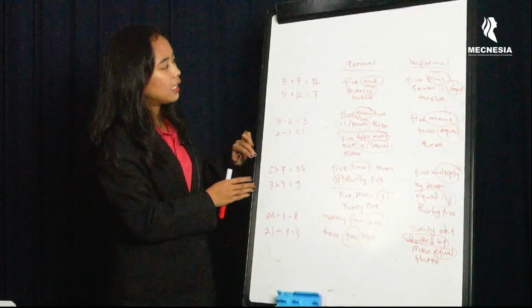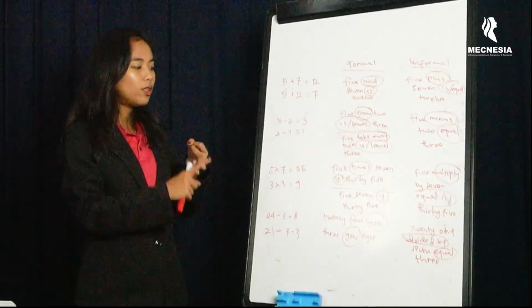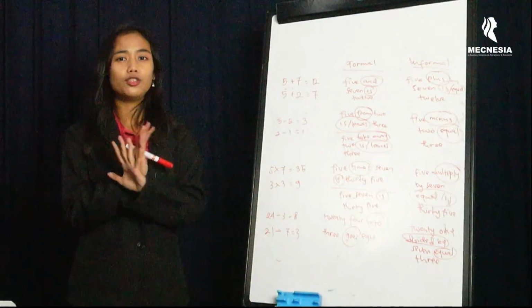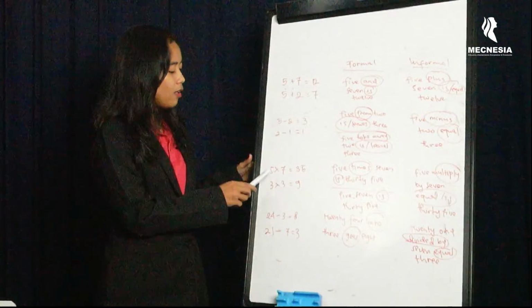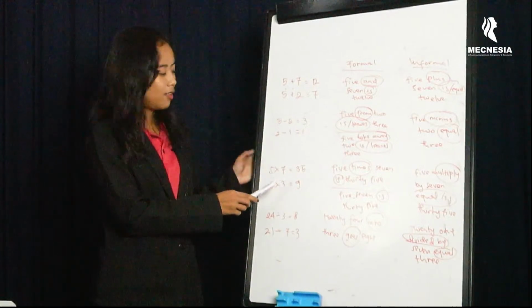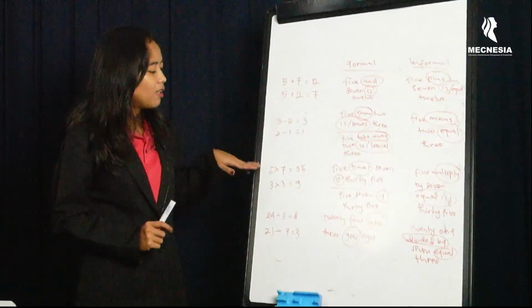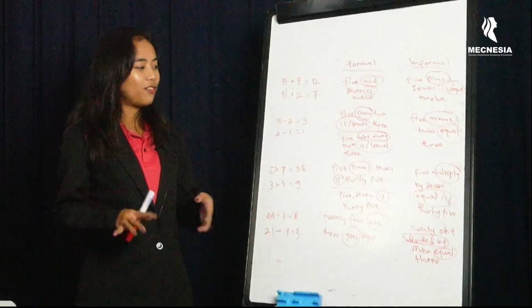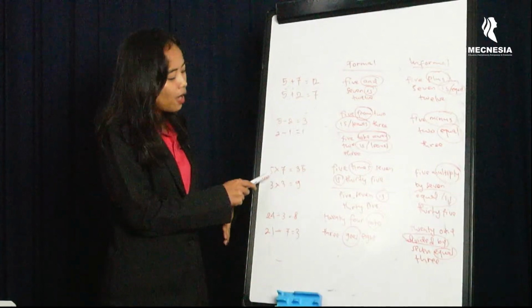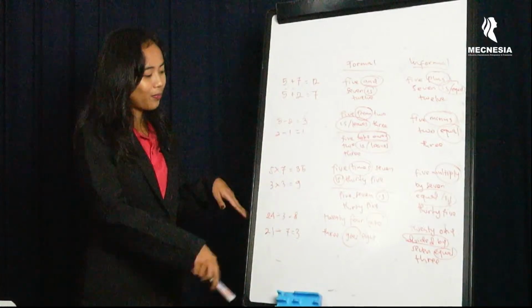Next, perkalian. We can use times, multiply, or don't use anything. Or we use nothing. Kita nggak usah pakai apa-apa. For example, 5, 7 is 35. And then kalau times, 5 times 7 equals 35. Multiply, 5 multiply 7 is 35.